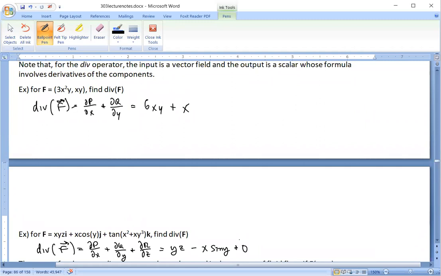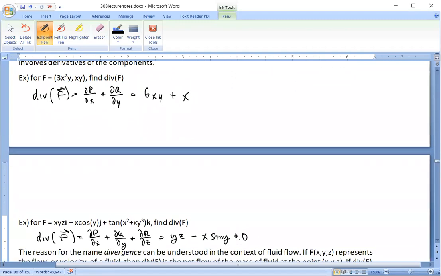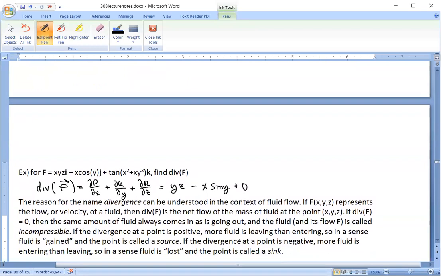Again, we can think about what divergence actually means for a vector field. We can think about what it means in the context of fluid flow. So if you have a vector field F, then div F is the net flow of the mass of the fluid at a particular point. So for example, if divergence of F equals 0, then the same amount of fluid always comes in as is going out. And then we say that the fluid and its flow is called incompressible.